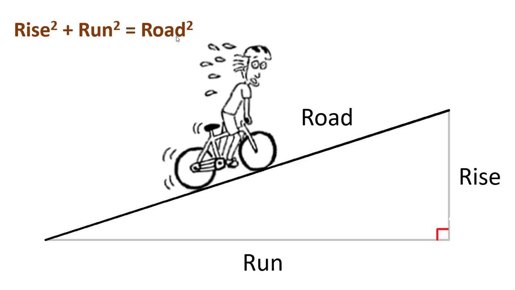But what I'm going to do next is show you how to use this equation, this Pythagorean theorem, to figure out how I figured out that if the road is 264 feet and the rise is 46 feet, the run was 260 feet.